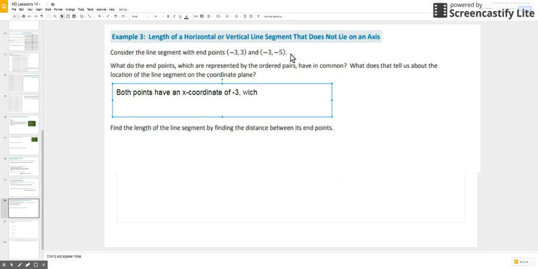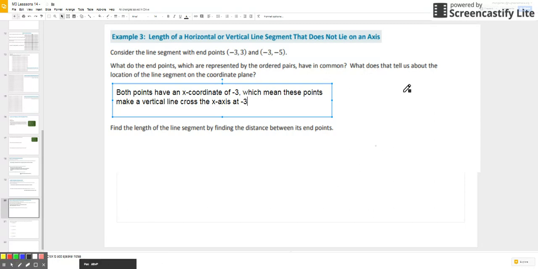I'm going to draw an example over here too, but let's just do it in words first. These points create or make a vertical line crossing the x-axis at -3. So once again, let's go ahead and draw an example of what that would look like.